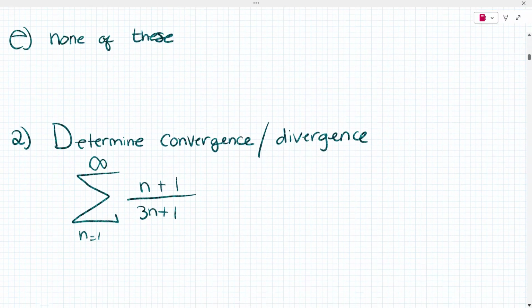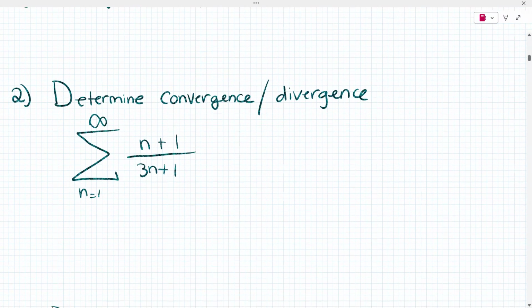Number two, determine if it converges or diverges. So number two is not a multiple choice. It's just one question, and we've got to figure out if it converges or diverges. So you can definitely use the riddle.